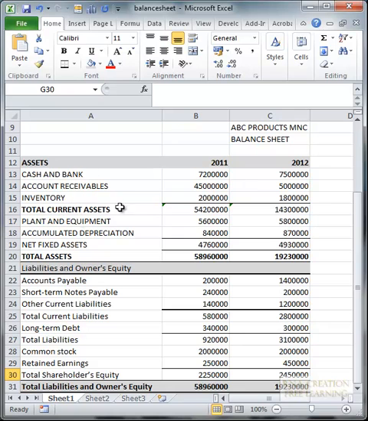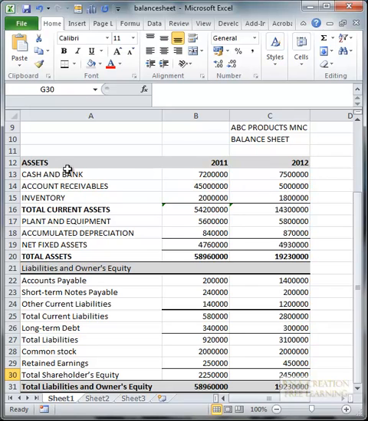Then there is accounts receivable. What is accounts receivable? It means the money you have lent to somebody and are going to get back, or the sales you have made, or something like that, where you are going to get this money back from some parties. This is what is known as accounts receivable.